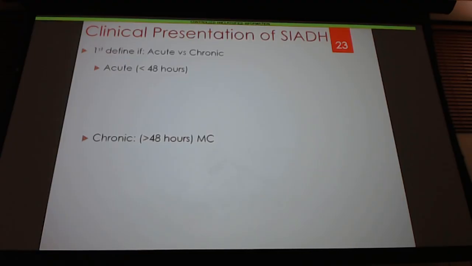When we think someone has SIADH, we have to think, is this acute or chronic? And this is super important when it comes to treatment later. A lot of times in medicine, people will say acute, but not give specific parameters. But for SIADH, it's very specific. Less than 48 hours, it's acute. Anything over 48 hours is chronic. Most of the time, you will see chronic.